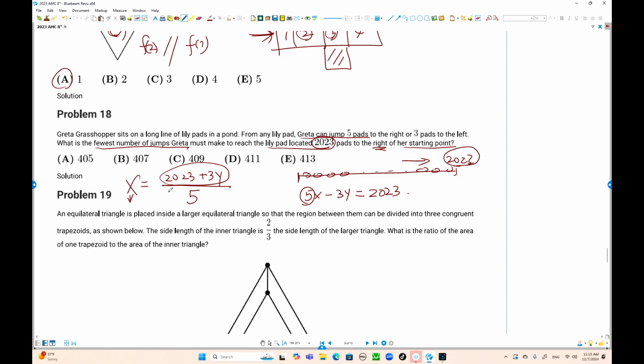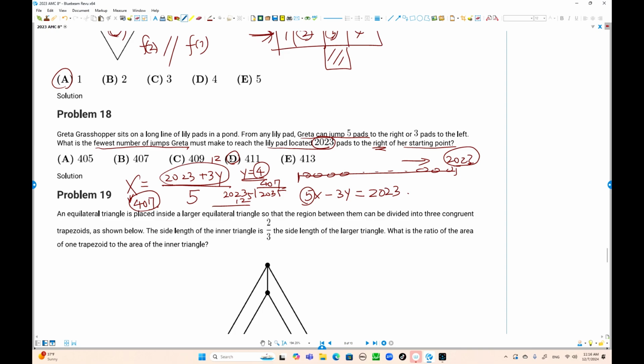Y equals 0, not working. Y equals 1, not working. Y equals 2, 3 times 2 is 6, right? Unit digit is 1, not working. Y is 4, 12. 3 plus 2 is 5, divisible by 5, okay? So Y equals 4 is okay. In this case, that is 12. So 2023 plus 12 is 2035, when you divide by 5, right? 407, isn't it? So here's the number of jumps to the right; to the left is what? The 407 plus 4 is 411, the answer, okay?